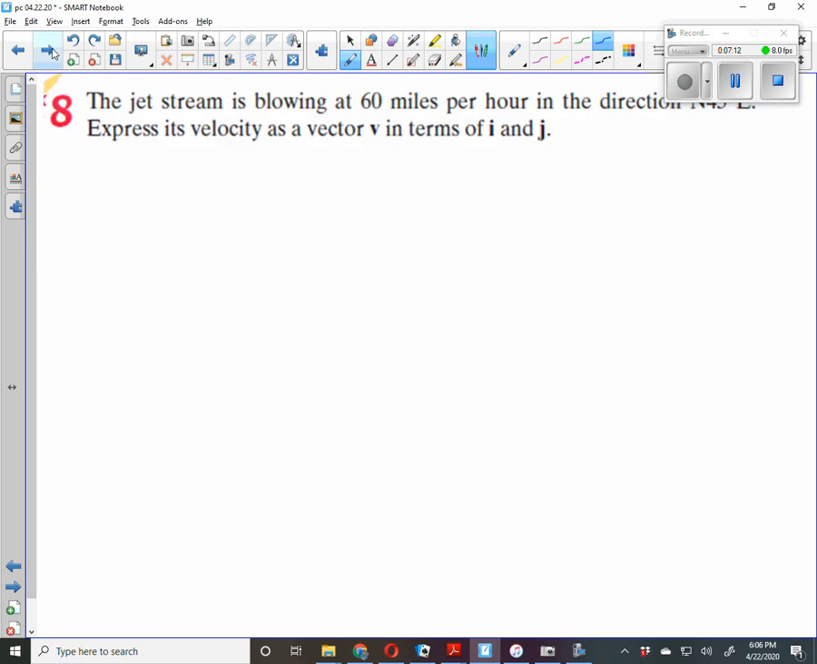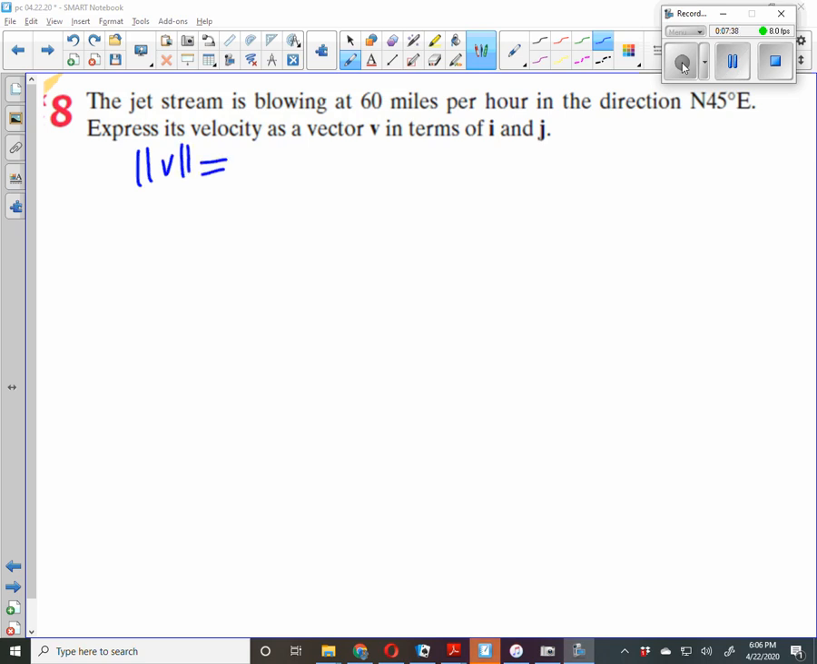So let's jump into this and say the jet stream blowing at 60 miles per hour in a direction north 45 degrees east, express its velocity as a vector v in terms of i and j. All right, so we know that we have a magnitude of the vector that is going to equal 60. We have a direction here. Now, again, our direction says we are north east right here. That's 45 degrees in that rotation. If I look at it from this standpoint, though, that's a 45-degree angle here.